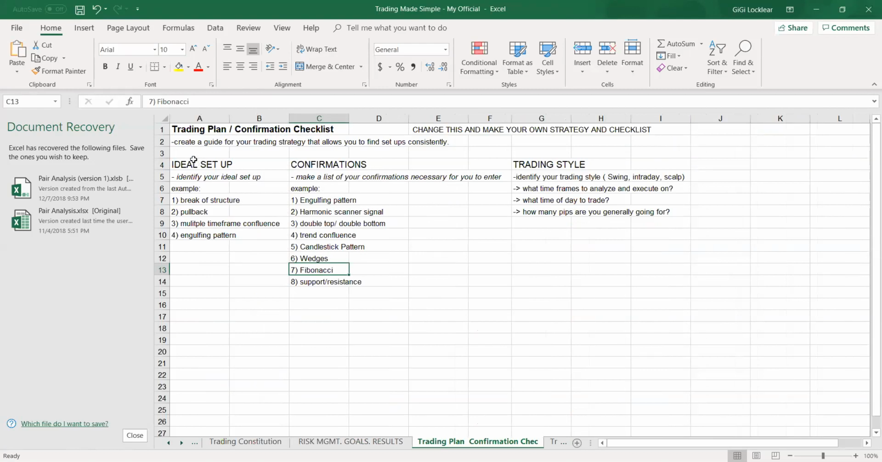Okay, and here, it's called Trading Plan, or Trading Made Simple. Here he has his ideal setup, and it's like identify your ideal setup, so you can put your list like a break of structure, a pullback, multiple time frame confluence, which is multiple time frame confirmations, and an engulfing pattern.